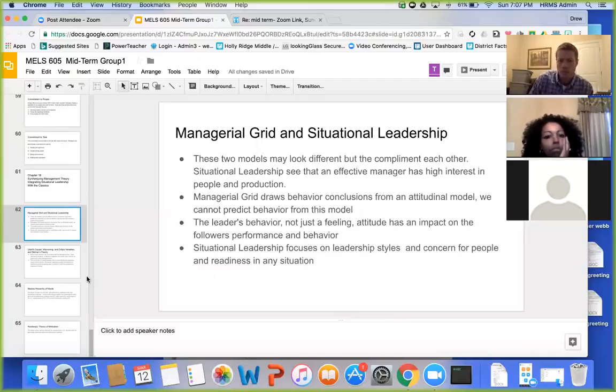The leader's behavior is not just a feeling. The attitude has an impact on the followers' performance and their behavior. So within this model, however the leader behaves, it's going to affect the workers. Situational leadership focuses on leadership styles, concerns for people, and the readiness of their situation.